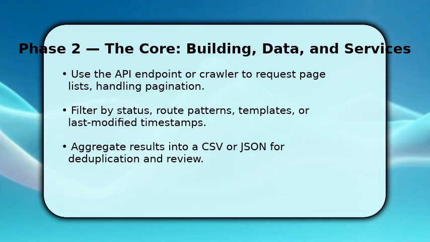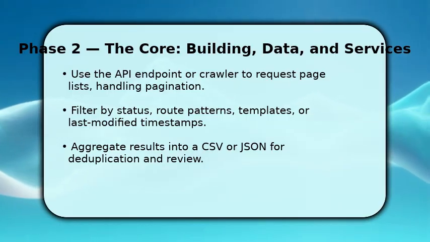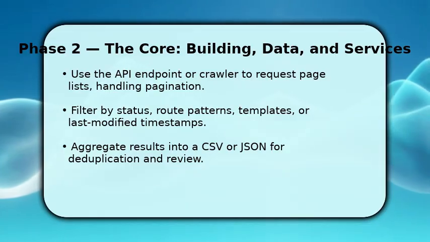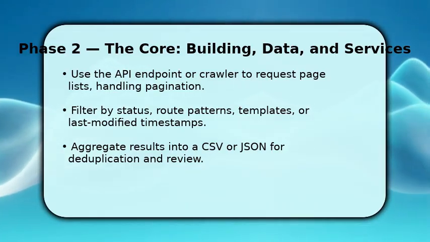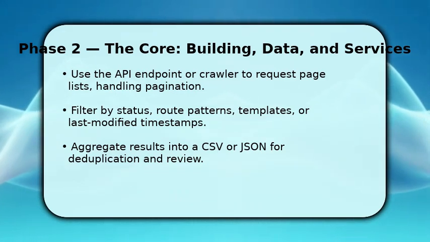As you collect entries, apply filters, status, route patterns, template types, or last modified dates to reduce noise and target what matters. Once done, export the combined output to CSV or JSON so you can deduplicate, inspect anomalies, and prepare for the final verification step.